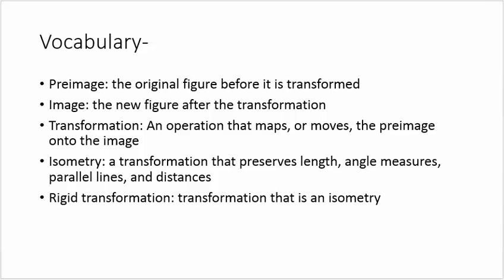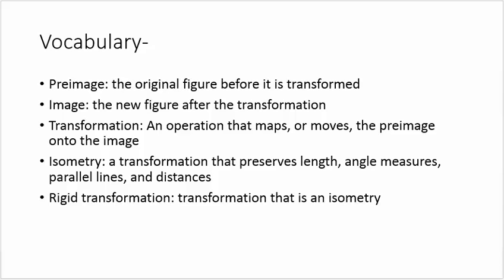So some vocabulary terms. A pre-image is what the original figure looks like before it is transformed, and the image is the new figure after the transformation or transformations. A transformation itself is an operation that maps or moves the pre-image onto the image. And we'll talk about three main transformations today in the lesson.